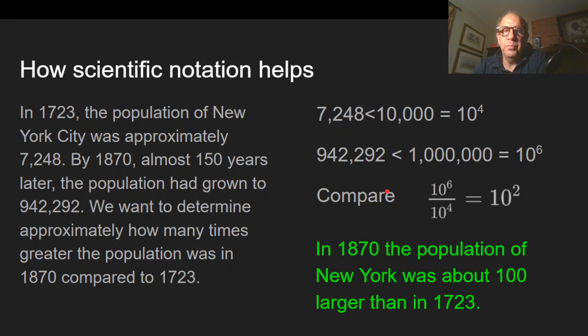So we're going to compare by dividing, put them in a ratio, 10 to the sixth divided by 10 to the fourth. Just subtract the exponents. 6 minus 4 is 2. So that's about 10 squared. So in 1870, the population of New York was about 100 times larger than in 1723. Now, if I put these actual numbers in a calculator, I get 130. So this is an approximation, this is an estimation that we did in our head without use of a calculator, and it only took us a couple of seconds. So it's a great approximation for the amount of time it took to figure it out.